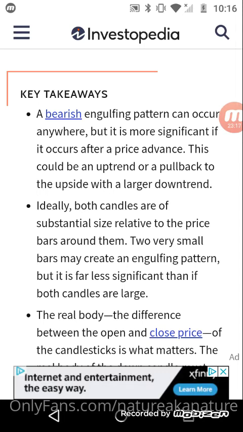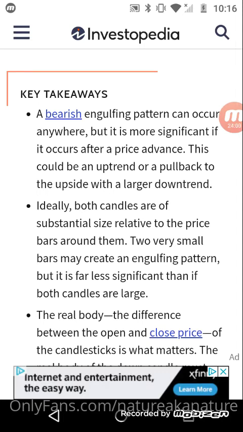I already taught you how to do pullbacks and how to get in aggressively, but I'm going to do it again. This could be an uptrend or a pullback to the upside within a larger downtrend. You usually see this during an uptrend, or after a large uptrend, or you usually see a bearish engulfing pattern after a large pullback. Price will pull back really far, a large pullback, before it pulls back up. It's called a drought.